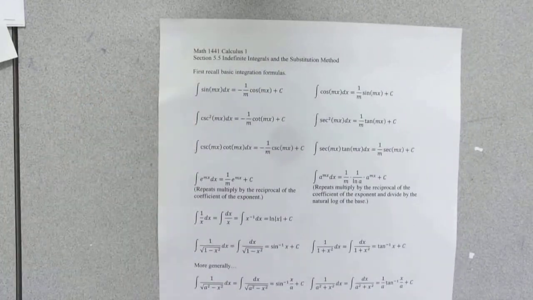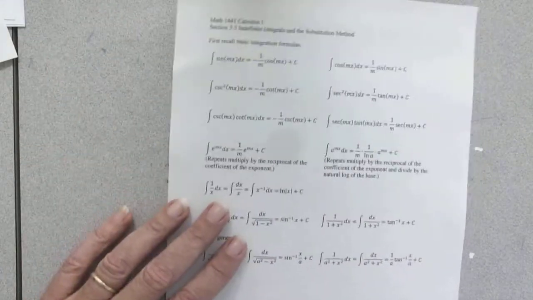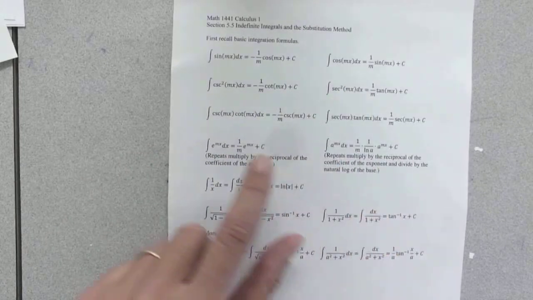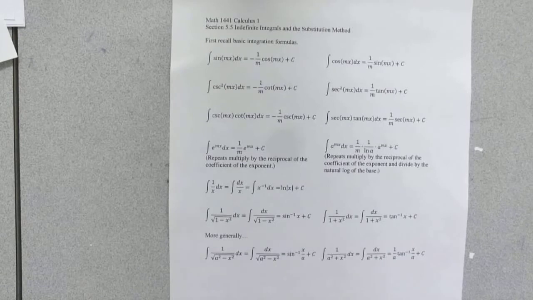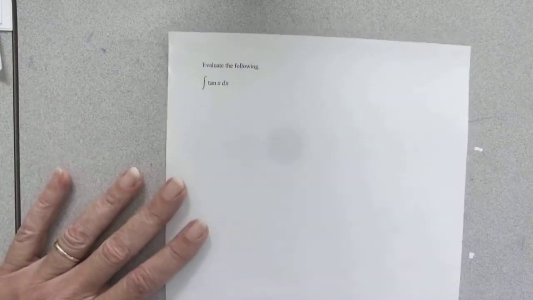And so next problem. The trig that you know so far, as far as integrating, is right there. You know sine and cosine, you know cosecant squared, secant squared, cosecant cotangent, secant tangent. That's the trig you know so far. So you don't know the integral of tangent, the integral of cotangent, the integral of secant, or the integral of cosecant. You don't know those. We're going to learn them. So the integral of tangent.